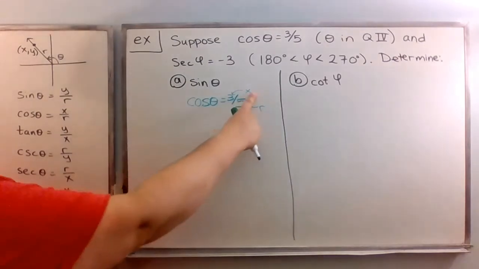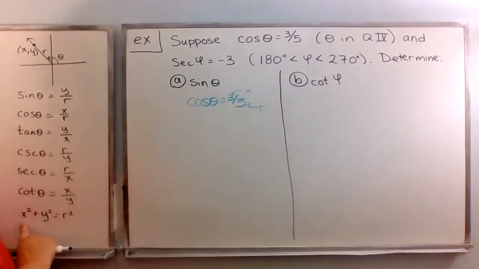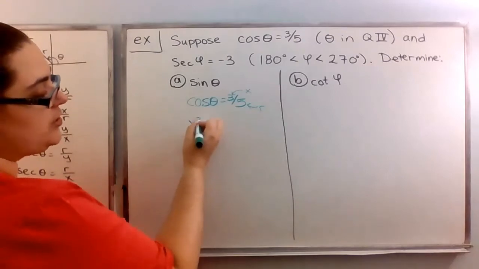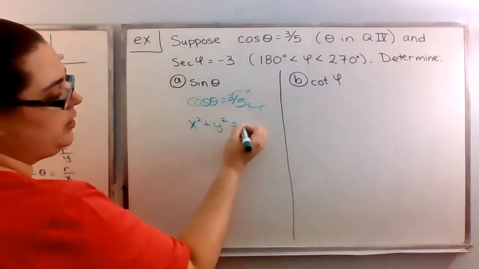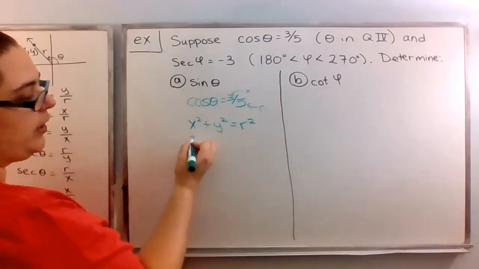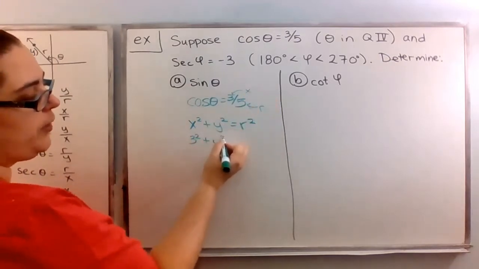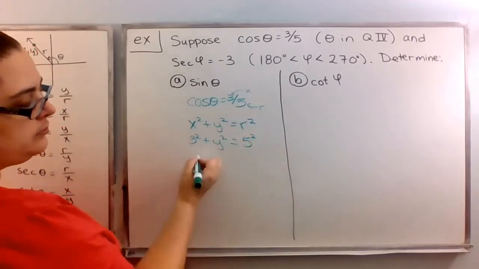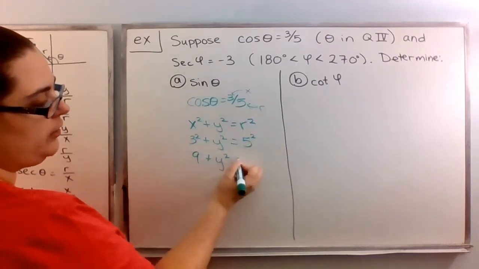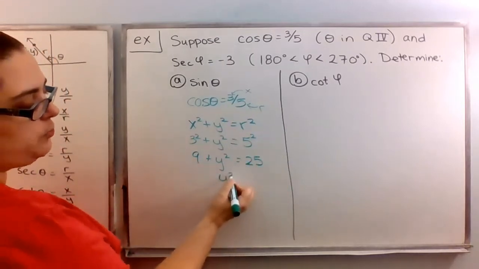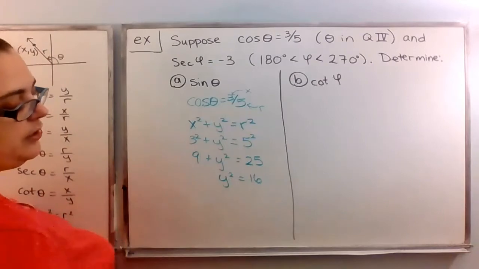So now that we have x and r, we can use x squared plus y squared equals r squared to help us figure out the value for y. So we have x squared plus y squared is equal to r squared. So 3 squared plus y squared is 5 squared. So we have 9 plus y squared is 25. So that means y squared has to be 16.